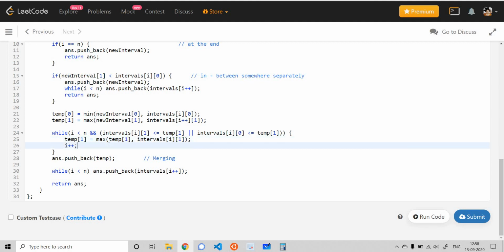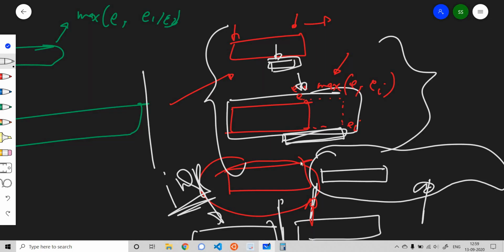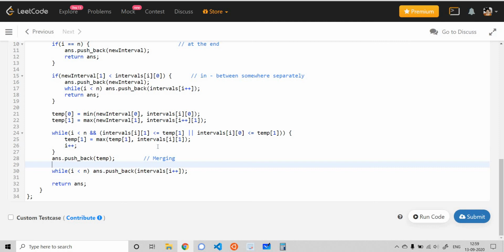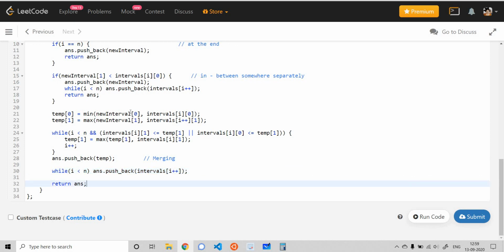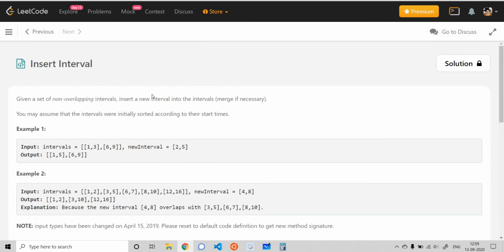And if I have come out of this loop, it means I found the third case, or I have traversed the whole list of intervals. Then I simply push my merged interval, and if there are any remaining intervals left in the array, I simply push them as well. At the end I am returning the answer. So yep, that's all for this question.